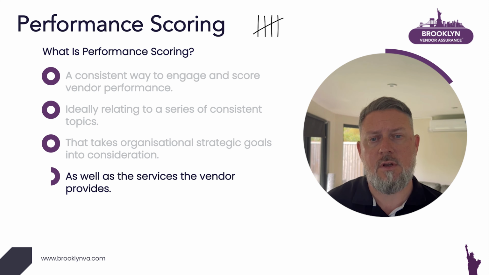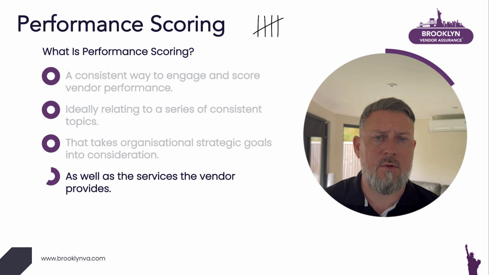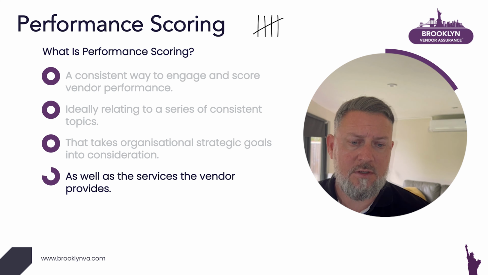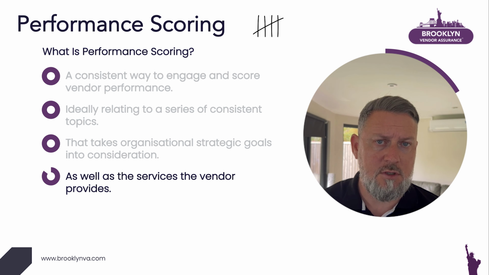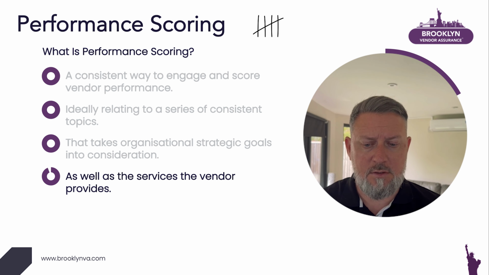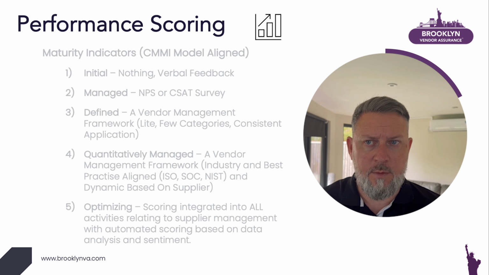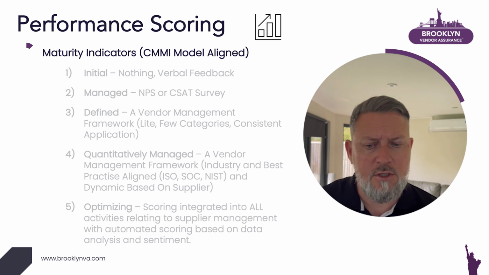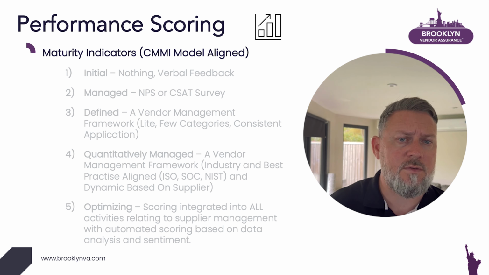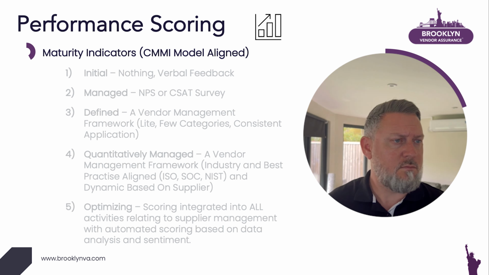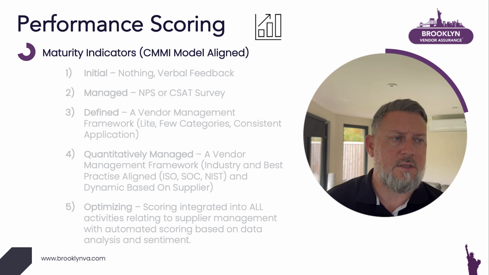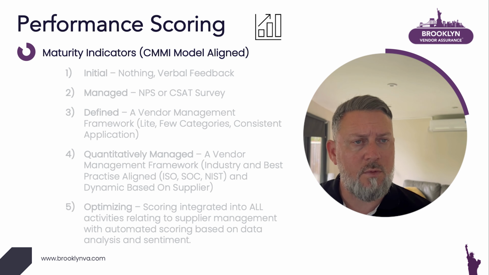Ultimately that should come down to some kind of framework or structure that can be, at its core, a set of limited categories and subcategories that you score the vendor against. So what could that look like? From a performance scoring and maturity indicators perspective, I always like to use the CMMI model. It's a 5-step model that helps go from ground zero, nothing, which they call initial, all the way up to optimized.